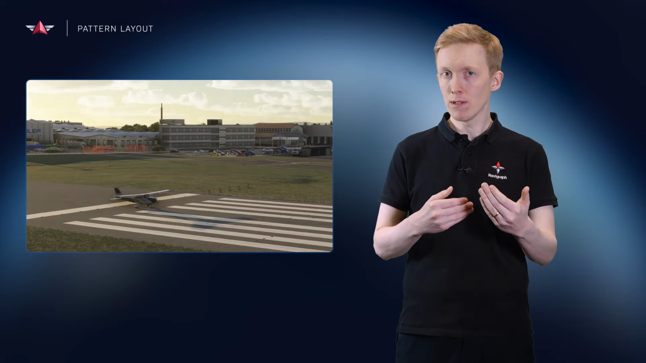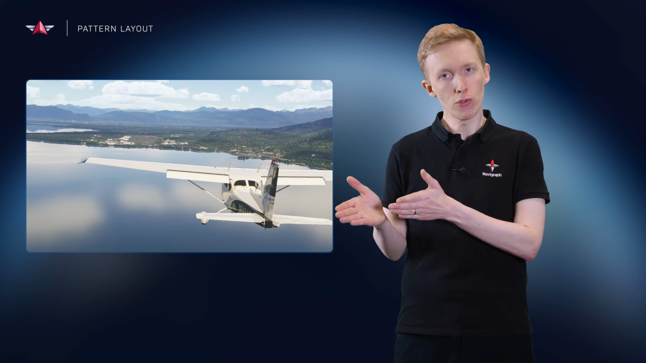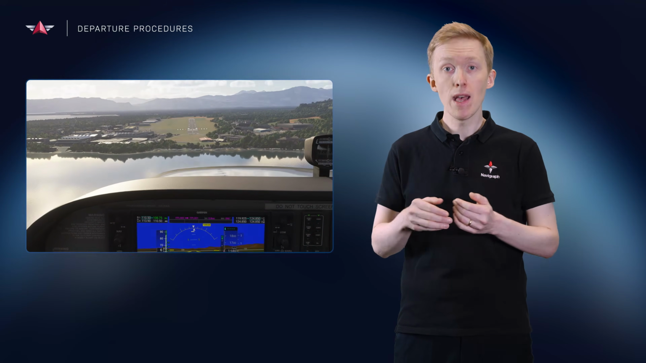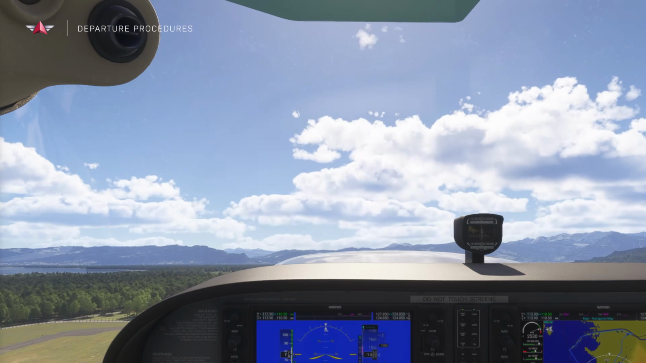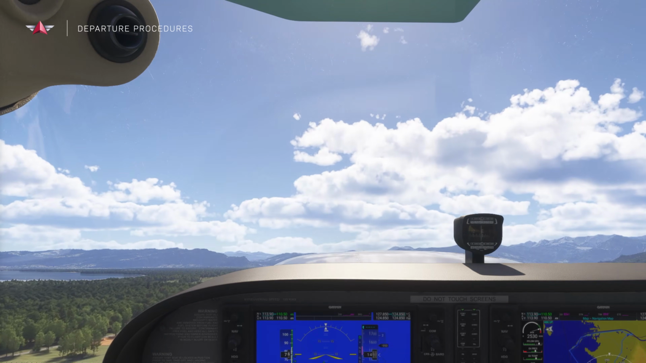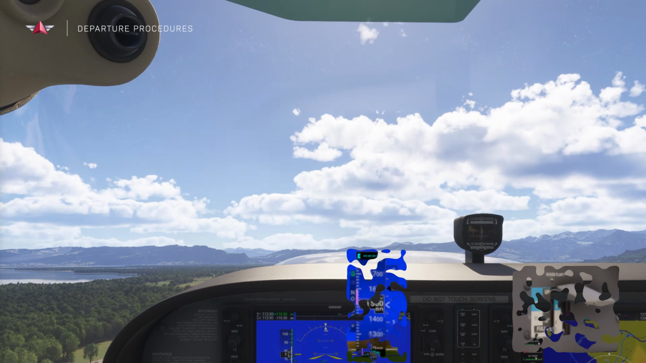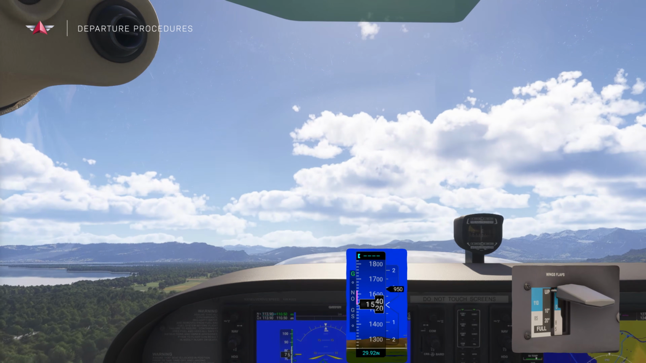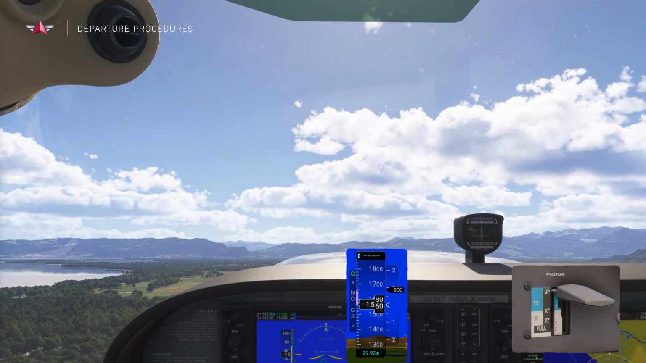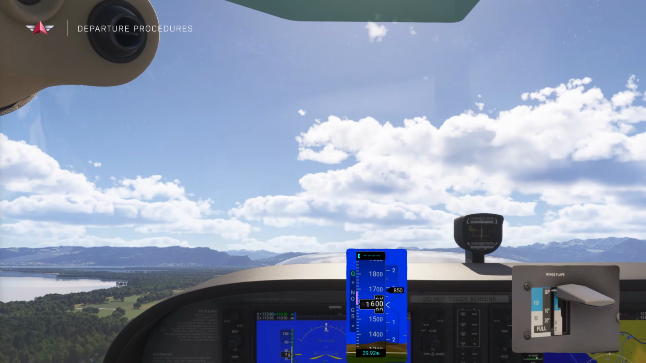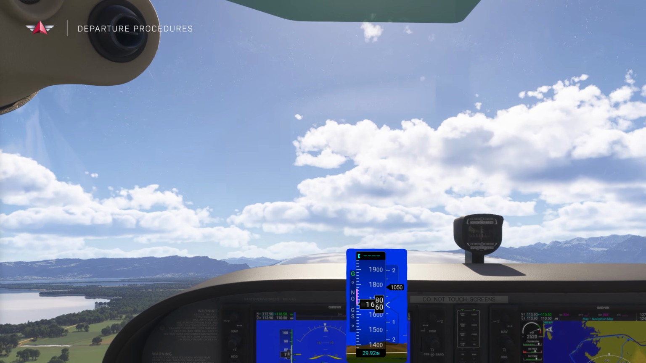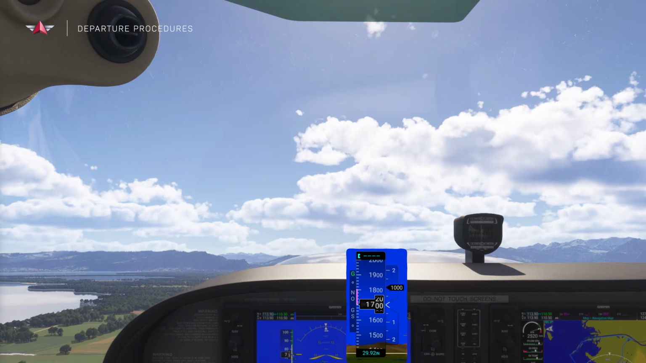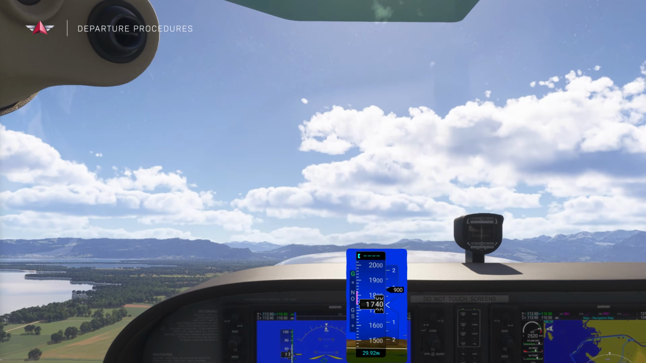Now that we know the general layout of the pattern, let us shift our focus to the procedures, the power settings, and the airspeeds that correspond to each of these legs. We'll start from the beginning with the climb out leg. Here we are established in a steady climb at 75 knots. And as we have practiced in the previous lessons, at 300 feet we will make sure our flaps are up. Note that St. Gallen Airport is located at 1,300 feet above sea level, so this means we check our flaps at 1,600 feet indicated altitude.